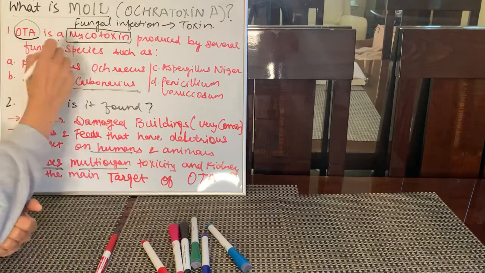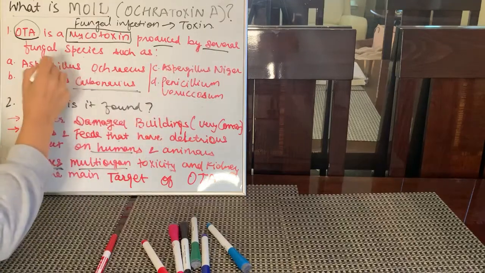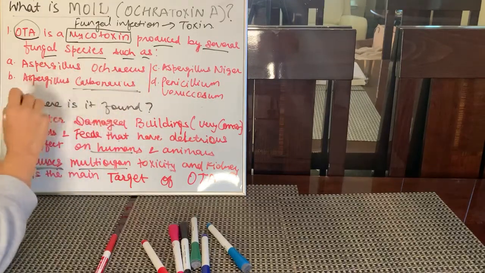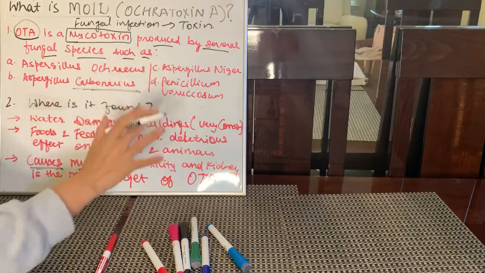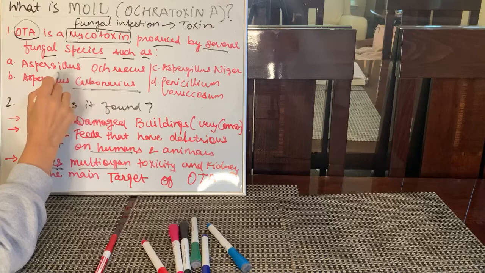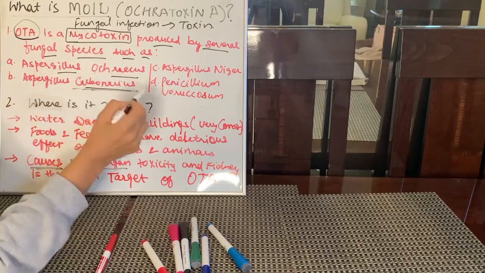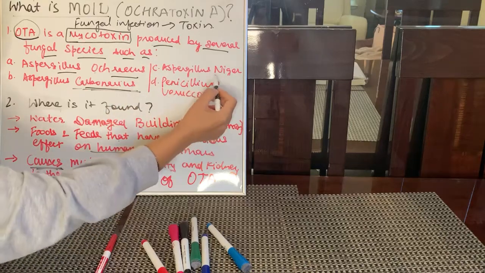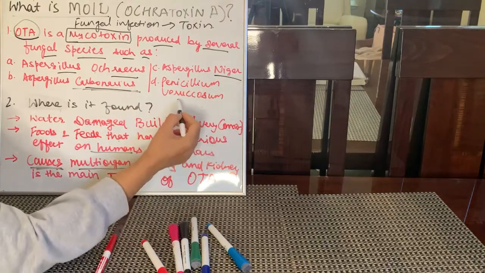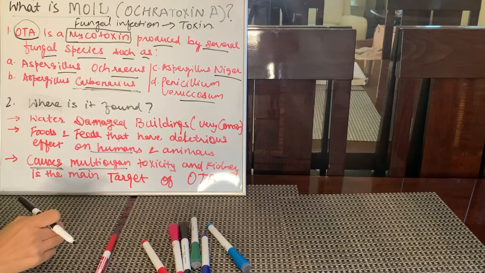Okay, so OTA or ochratoxin is a mycotoxin produced by several fungal species such as Aspergillus. I'm only listing the common ones, the popular ones here. First is Aspergillus ochraceus, second is Aspergillus carbonarius, third is Aspergillus niger, and Penicillium verrucosum. So these are the types of fungal species that produce mycotoxins known as Ochratoxin A.